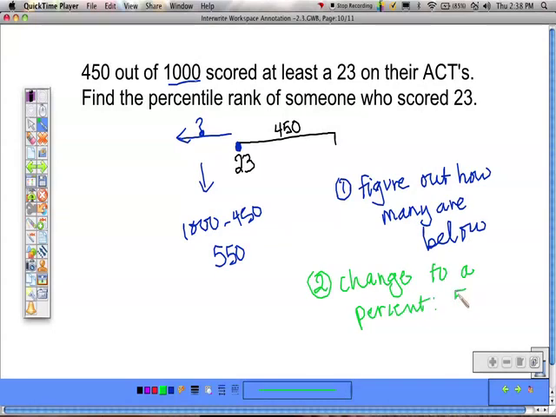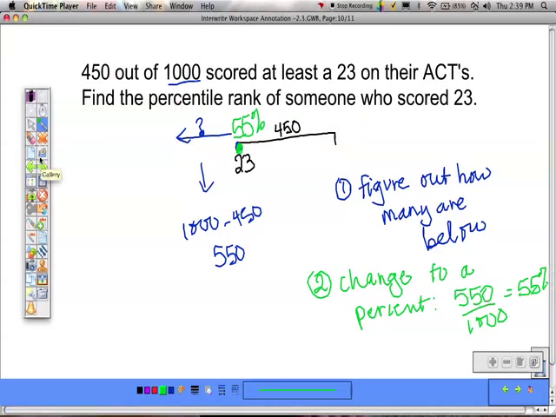Okay, so the count is 550, and we'll be dividing by 1,000. What that means is that we are at the 55th percentile, because that's 55%. So again, if you are right here on the continuum, you are at the 55th percentile, because 55% of people scored below you. So again, the steps are: figure out how many are below you and change that to a percent.